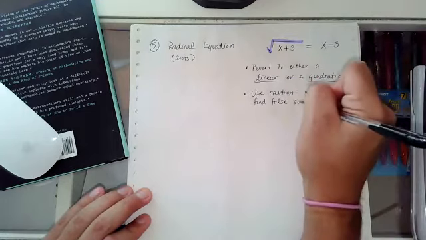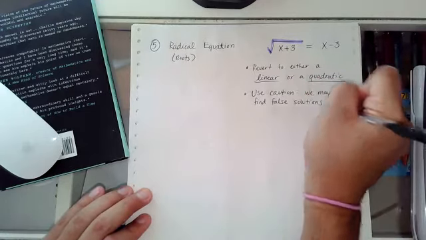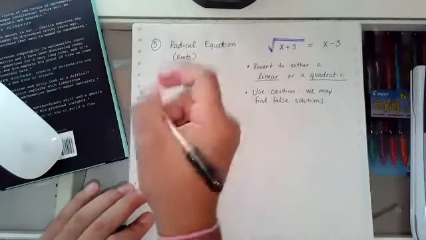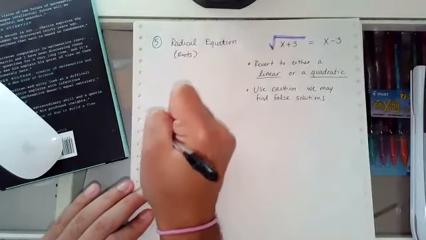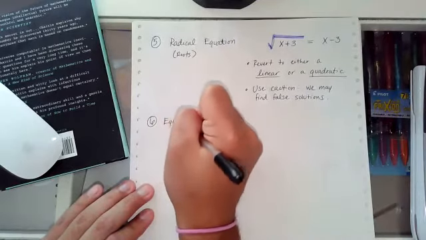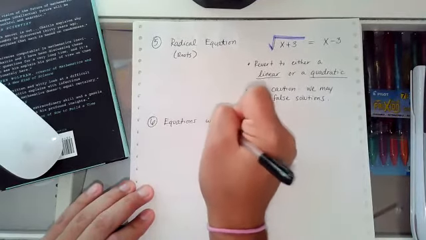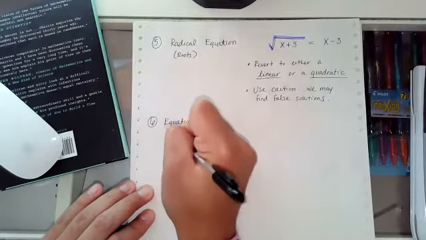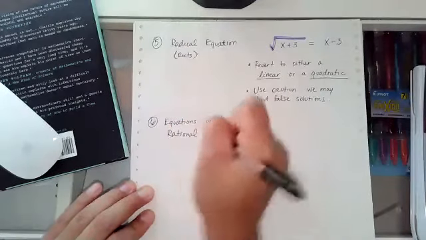So false solutions, those will exist. And then finally, we'll talk about equations with rational exponents.